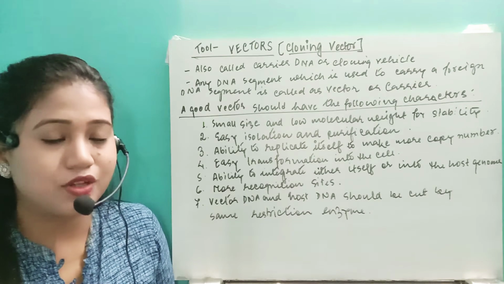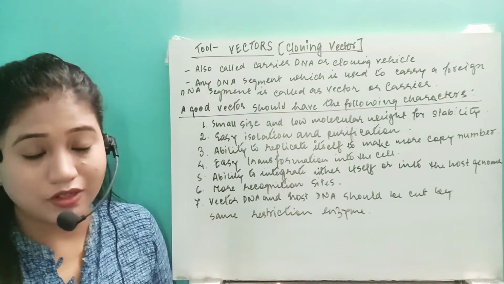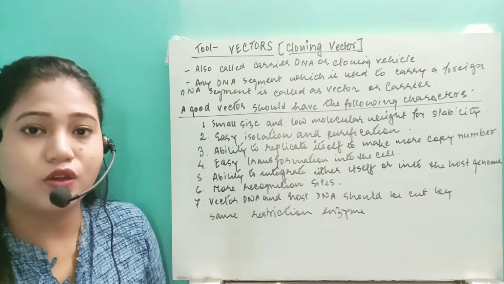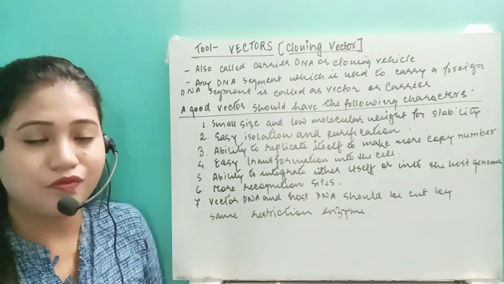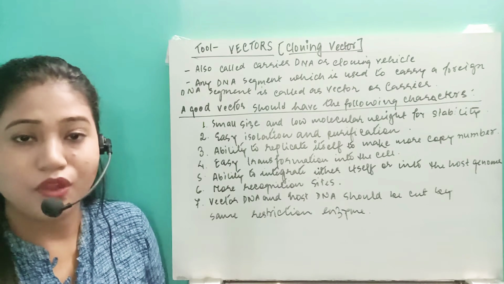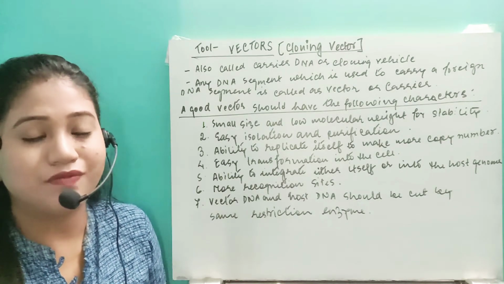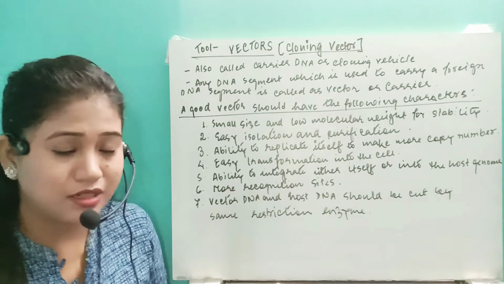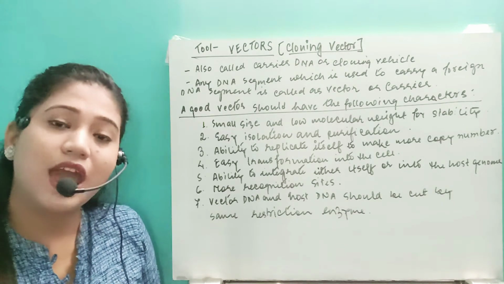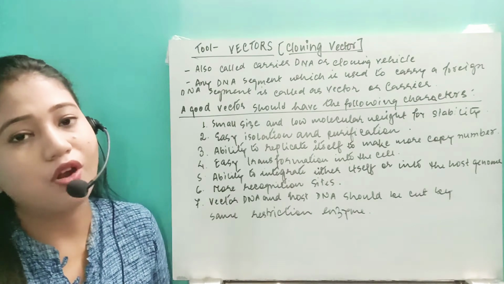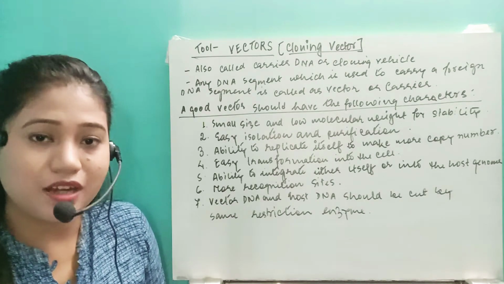In the first video itself I have told you what the vectors are. Vectors are generally circular DNA. Those circular DNA we can cut with the help of the restriction enzyme. We will add the gene of interest and after that we will make the vector a recombinant DNA, or rDNA, and then the rDNA will be introduced into the host body for its multiplication. So these are the vectors.